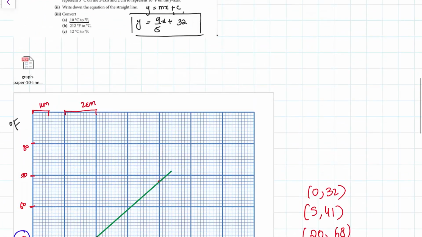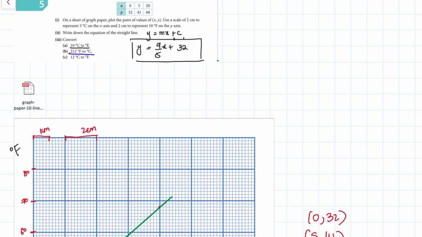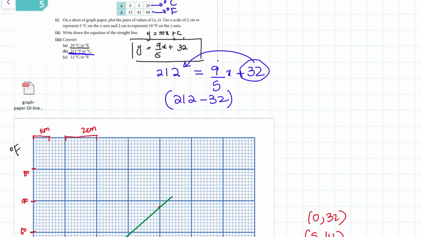Second question, 212 Fahrenheit to degree centigrade. Okay, so we can't use the graph to convert. Why? Because this graph doesn't incorporate 212. So we can use the equation. How? 212, because y is degree Fahrenheit, x is degree centigrade, equals 9 upon 5x plus 32. This goes on the other side and subtract. Then multiply by 5, then divide by 9. So what do we get in degree centigrade? 212 minus 32 into 5 divided by 9. It's 100 degree centigrade.